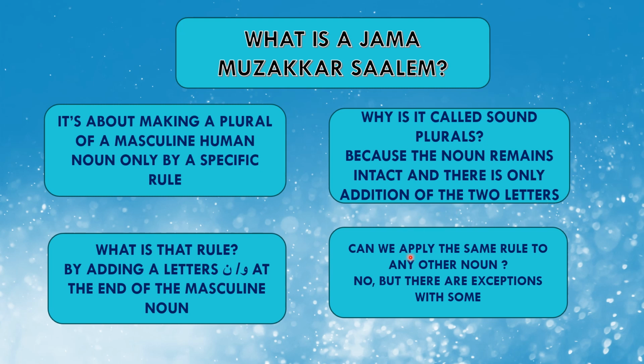Can we apply the same rule to any other noun? For example, if you want to make a plural but the noun is non-living, or something else that is not a male noun, in this case there are exceptions. There are always exceptions, and we are going to learn about that exception called mulhaq, inshallah, later. But first of all, let's see how the nouns are made into Jama muzakkar Salim.